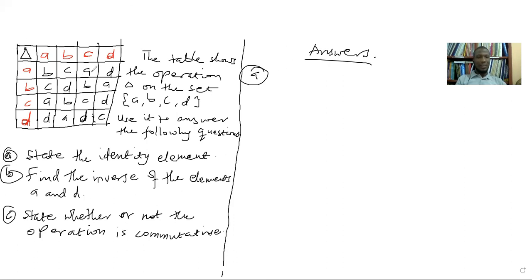A delta C gives us A here. B delta C also gives us B. C delta C gives us C. And then D delta C gives us D. Yes. So it means that C is our identity element. That is why when we operate any number with C, we get the same number back. So therefore, the identity element is C.